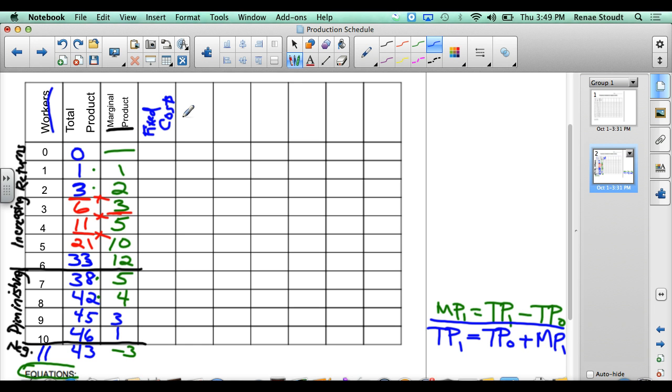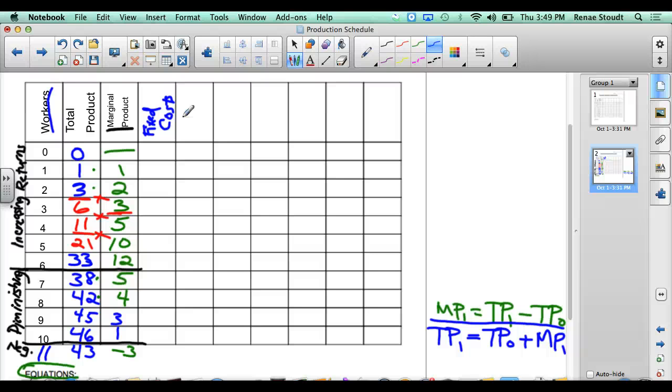Now, if you remember from the video or from class, fixed costs are the costs that are incurred even if the output is 0. So even if we're not making anything, this is something that we have to pay for. For example, utilities, turning the lights on, water, sewer, trash, internet service, rent. All of those things are included in our fixed costs.